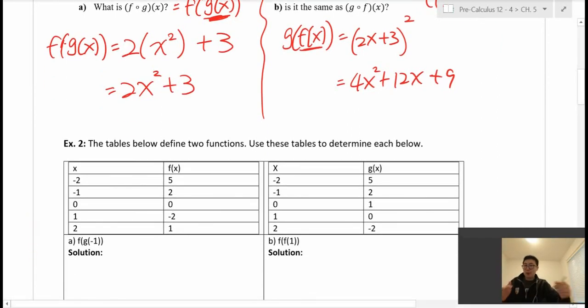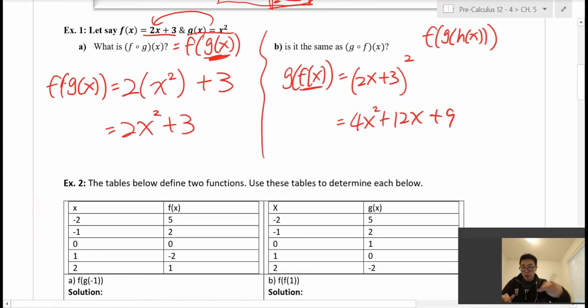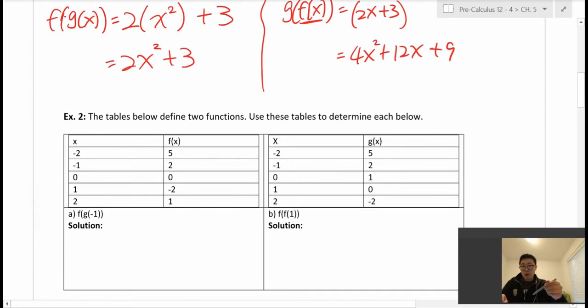You're just adding more layers to it. Okay. So that's what it looks like. Well, that's what composite function looks like in terms of the functions. But of course, functions could be defined by looking at tables, right? So here are 2 functions. Here's the f of x table, and here's the g of x table.